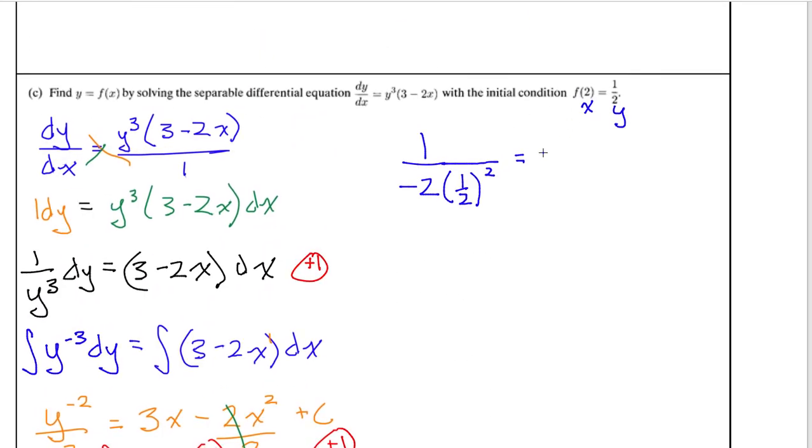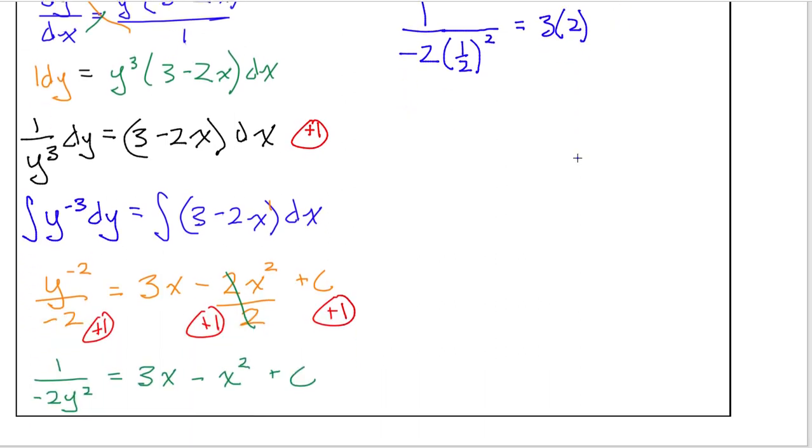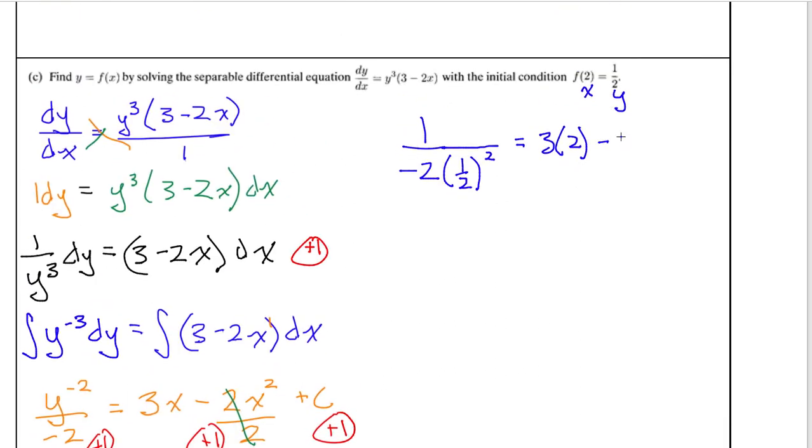On the right-hand side, I have 3 times 2 and then minus 2 squared plus c. On the AP test, you would stop there. On my test, you continue. 1/2 squared on the left-hand side is 1/4. Negative 2 times 1/4 is negative 1/2. So I have, and I'll simplify this in a sec, 1 divided by negative 1/2. On the right-hand side, I have 6 minus 4 plus c.